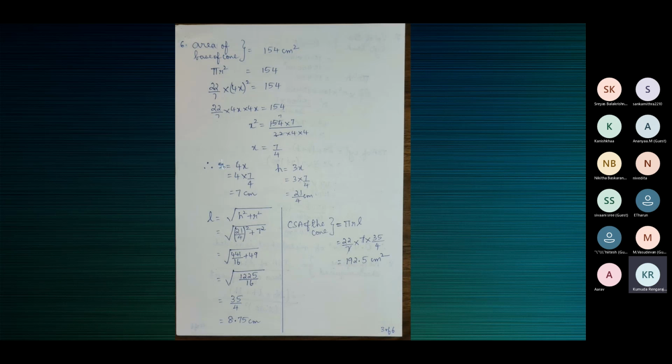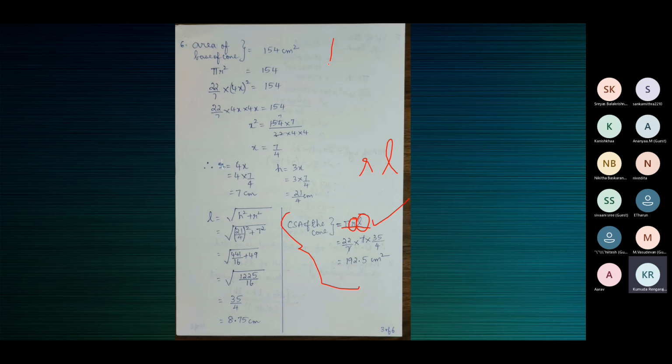So in question number 6, we are asked to find the CSA of a cone. Formula pi RL. We don't know the value of R. We don't know the value of L. So we cannot work this straight away. We need to find R and L and then apply this formula.